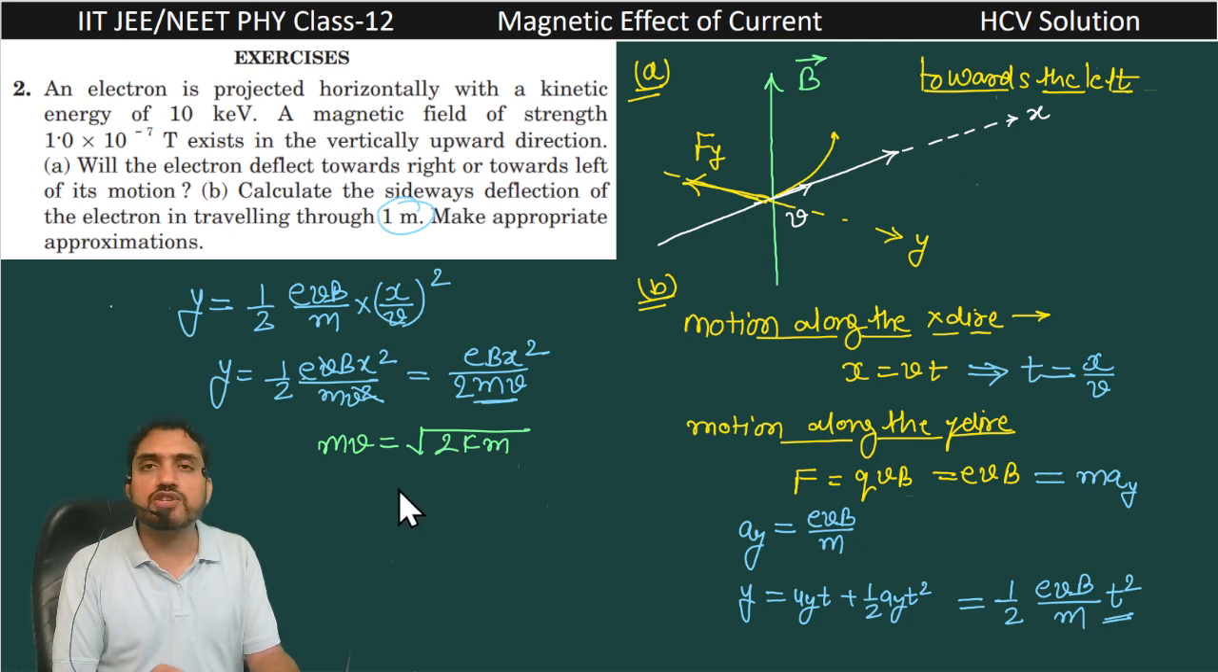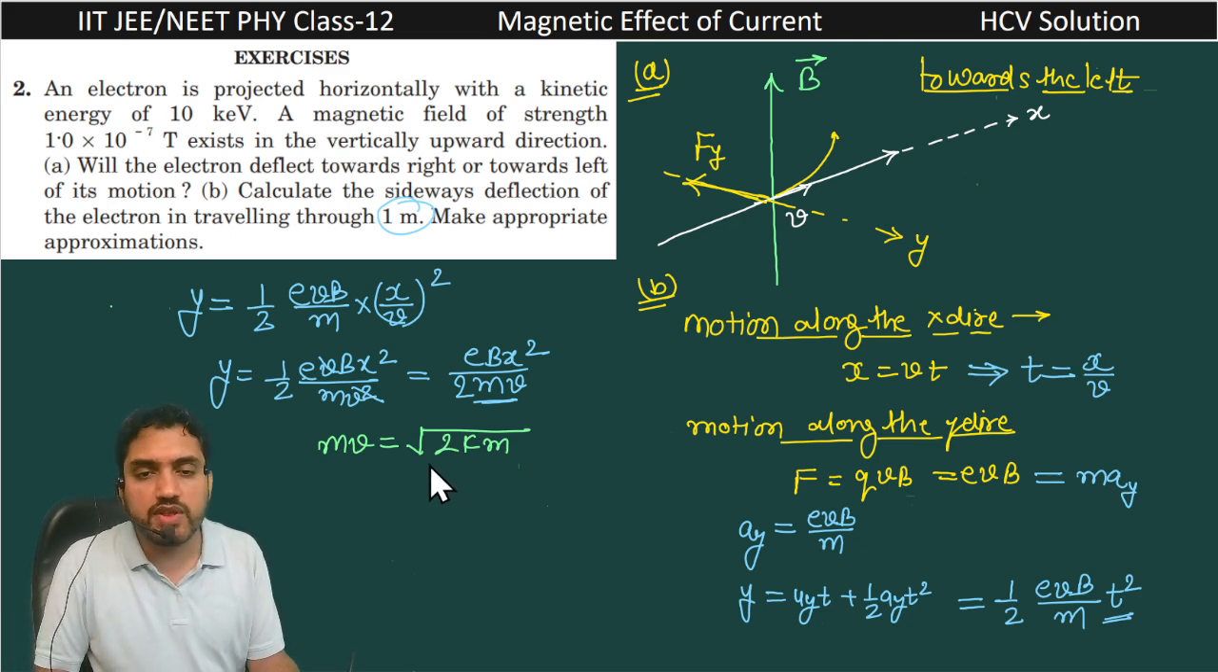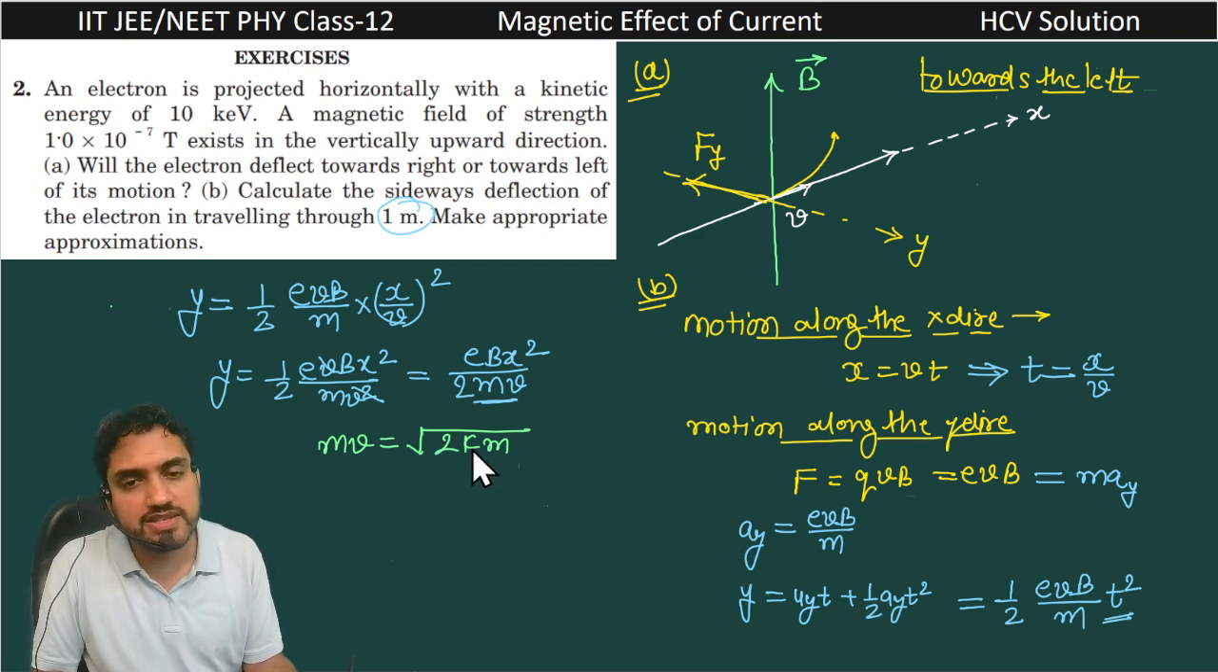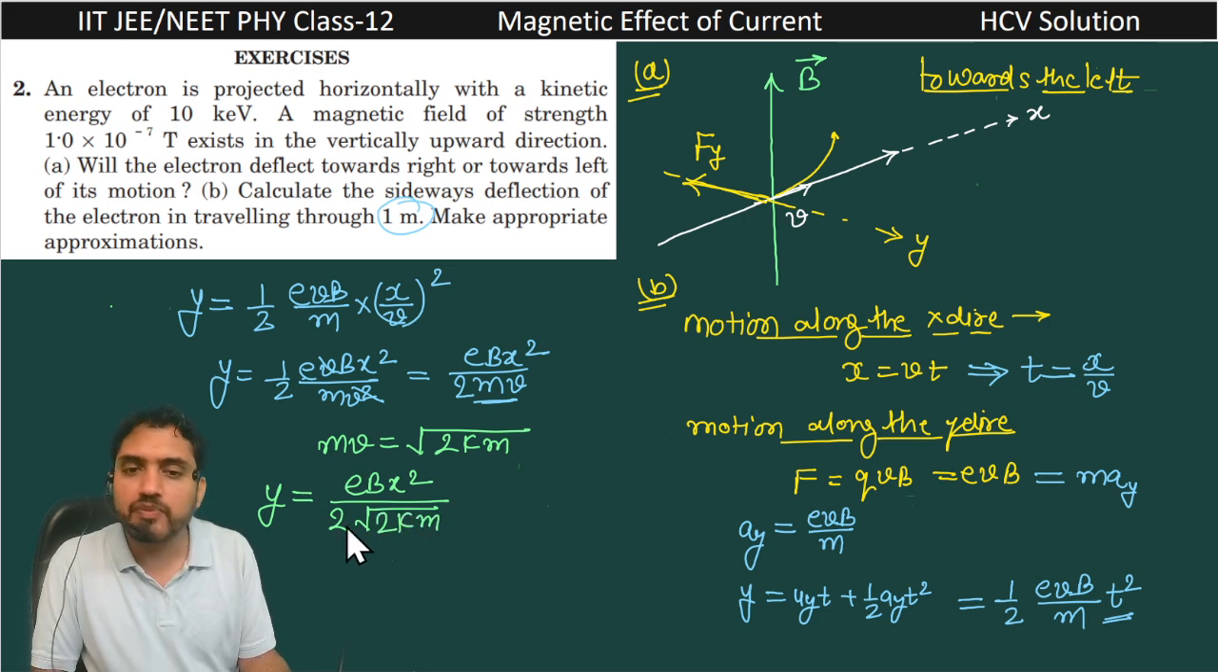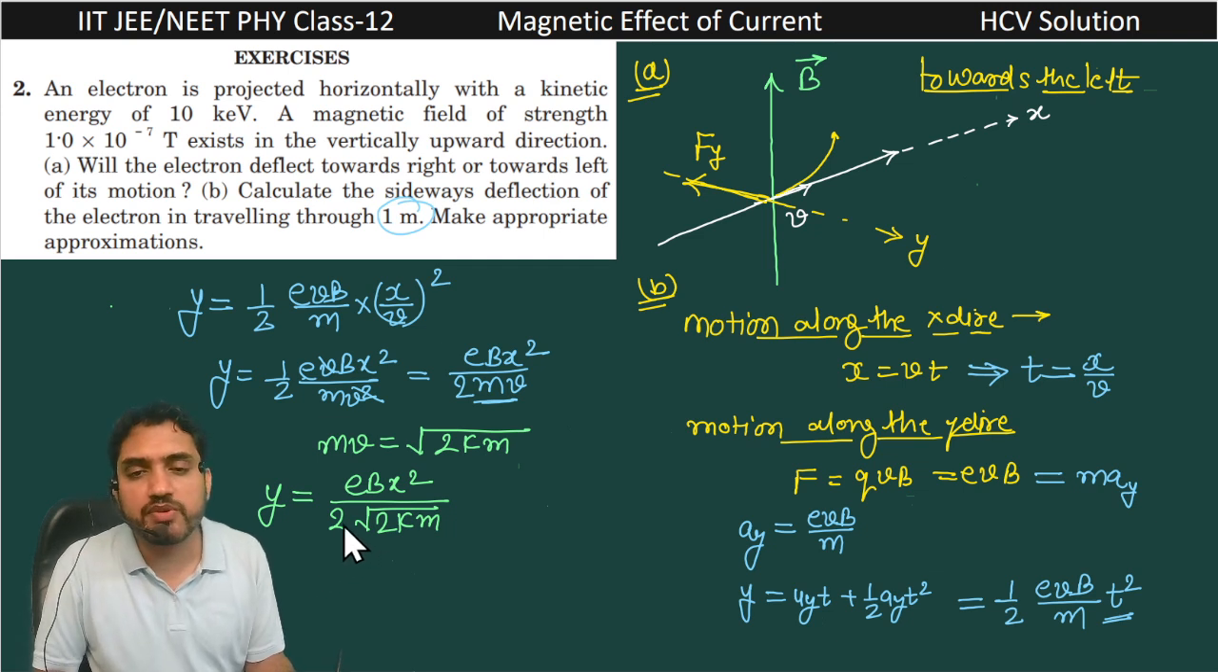Already many times we have discussed this concept: if you want to convert momentum into kinetic energy, you can write this. So now y will become y is equal to e b x square divided by 2 root 2 m K. Now you only have to put in the values of all the parameters.